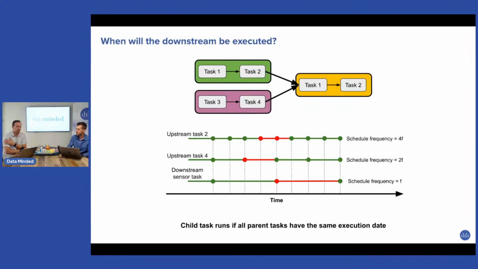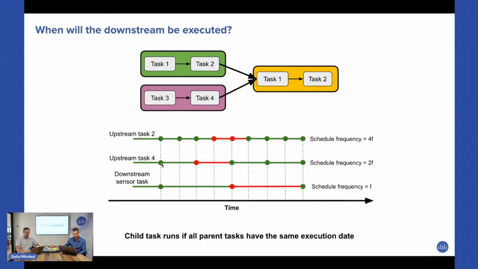So how does this scheduling work? The rule is written down below. The downstream task runs if the upstream tasks have the same execution date. I marked the execution date with the dotted dashes and the balls. If we have a green dot, it means that the run was successful. So here in this case, it's successful. Here it will not be successful.